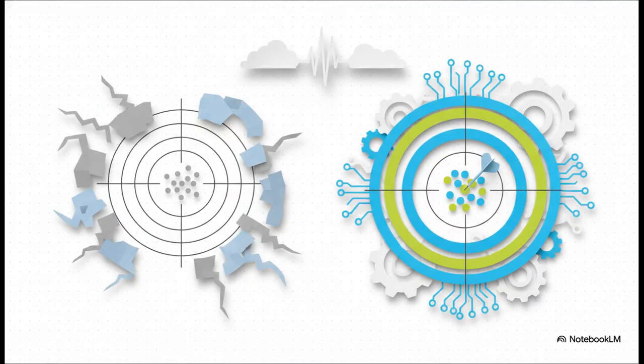And this is the goal, the target on the right. This is what a model with both low bias and low variance looks like. The predictions are accurate, they're precise, and they're consistent. We are hitting the bullseye time and time again.